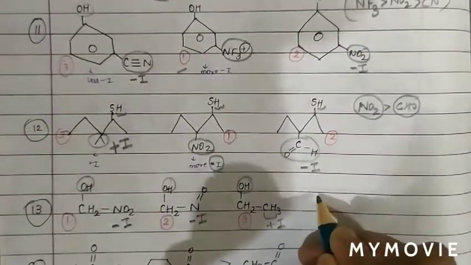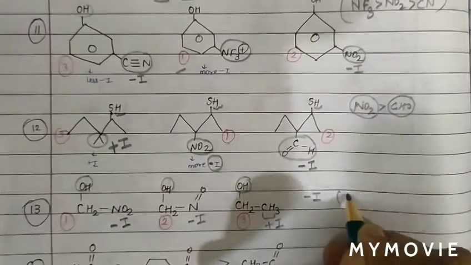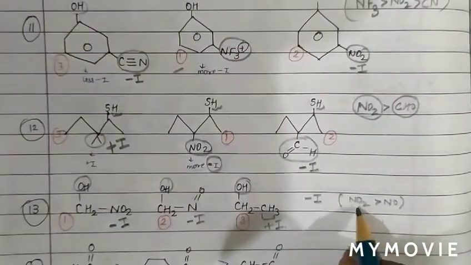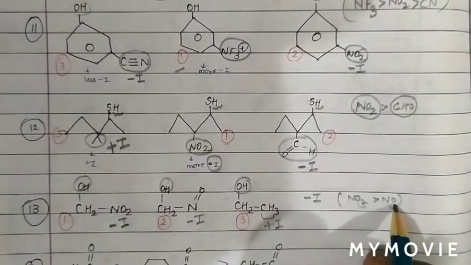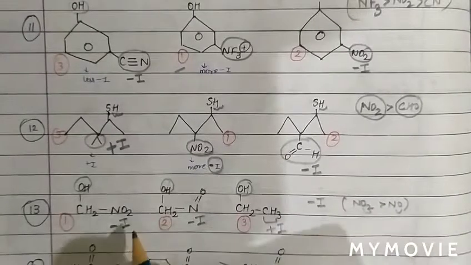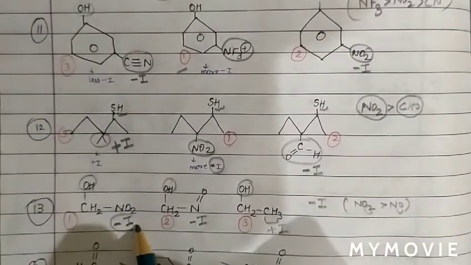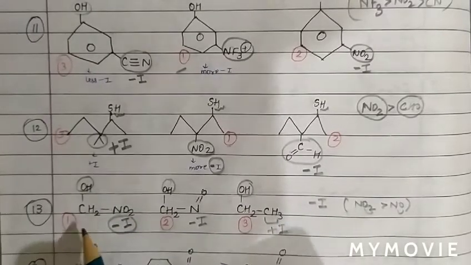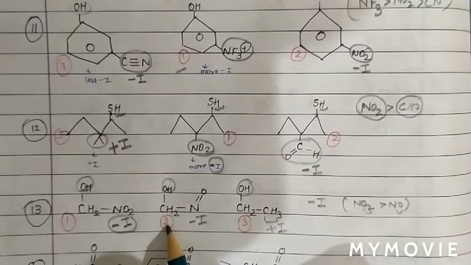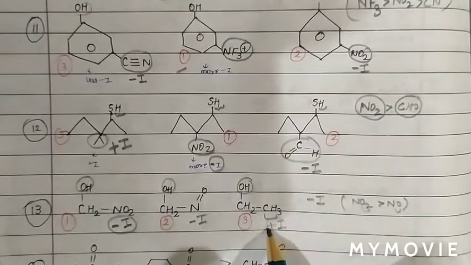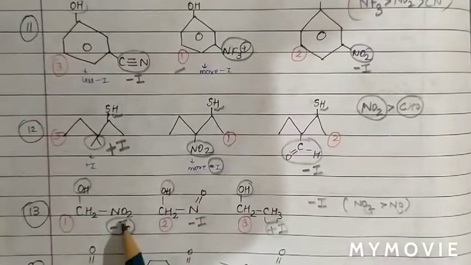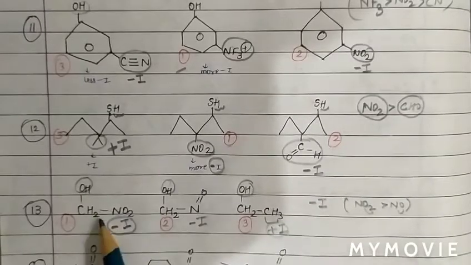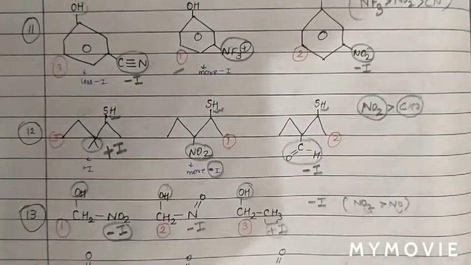So basically, the minus I effect of NO2 is more than NO. Why? Because in NO2 there are 2 oxygen atoms, but in NO there is only 1 oxygen atom. And we know stronger minus I means more acidic strength. So acidic strength is more in the first, then the second, and plus I decreases the acidic strength, therefore it comes at number 3. Stronger minus I means more acidic strength. Therefore NO2 has stronger minus I, therefore more acidic strength. Now see the next question.